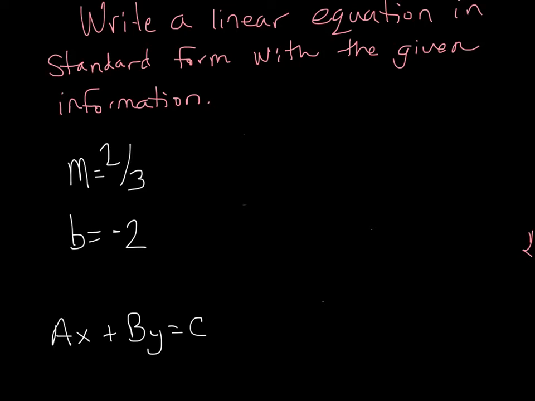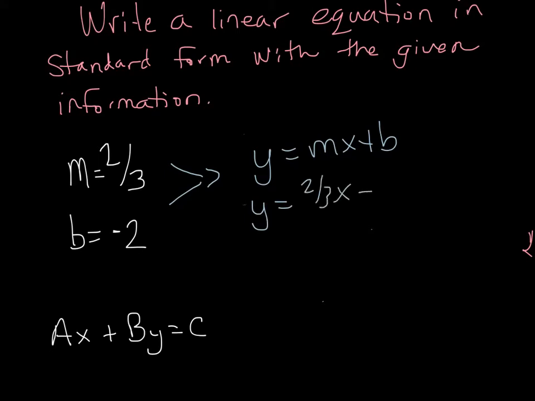You need to know what standard form looks like, what point-slope form looks like, and what slope-intercept form looks like. So how do we go about this problem? The easiest way to go directly from this information into an equation is to go into slope-intercept form, y equals mx plus b, because they gave us m and b. So we can plug in these values: y equals 2/3 x minus 2. This is our equation in slope-intercept form. It's called slope-intercept because it gives us both the slope and the y-intercept.